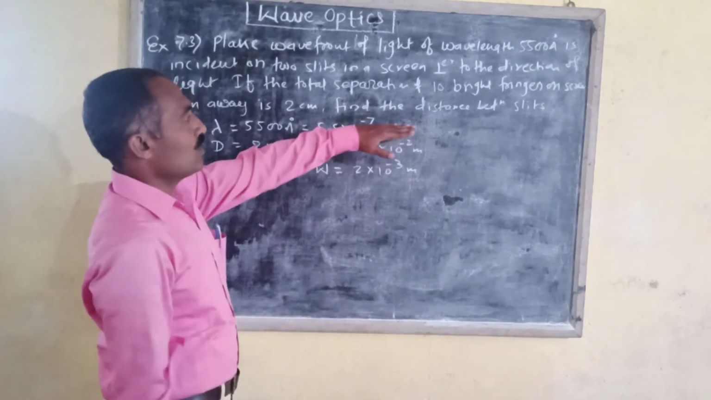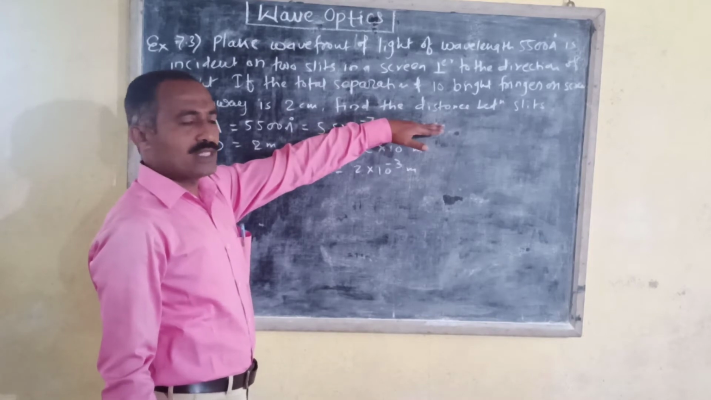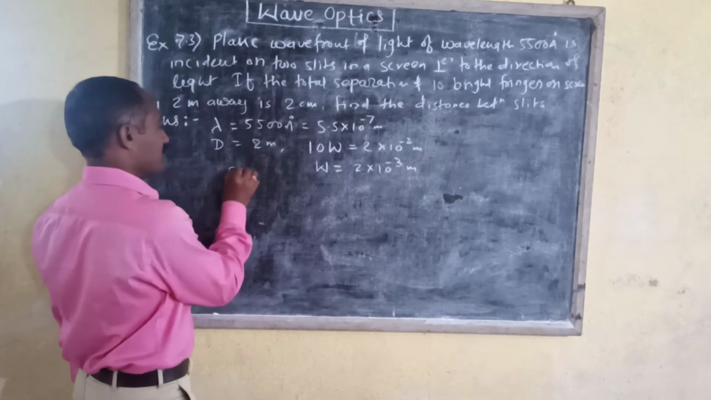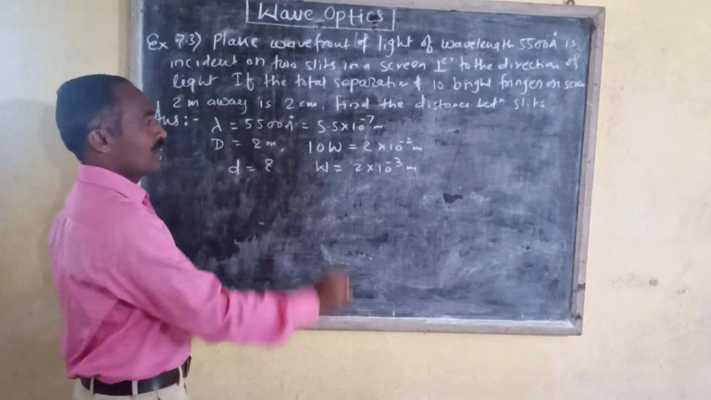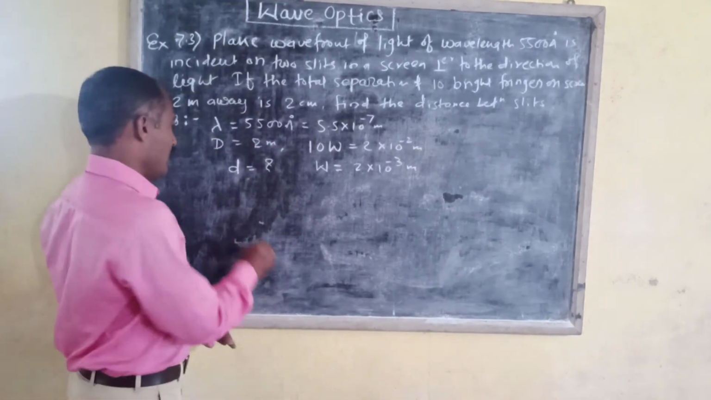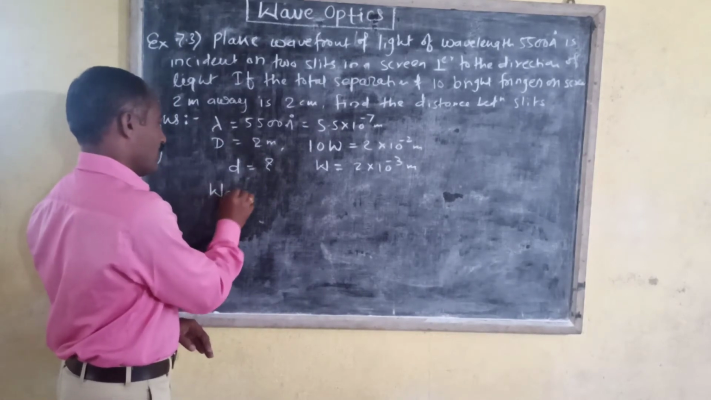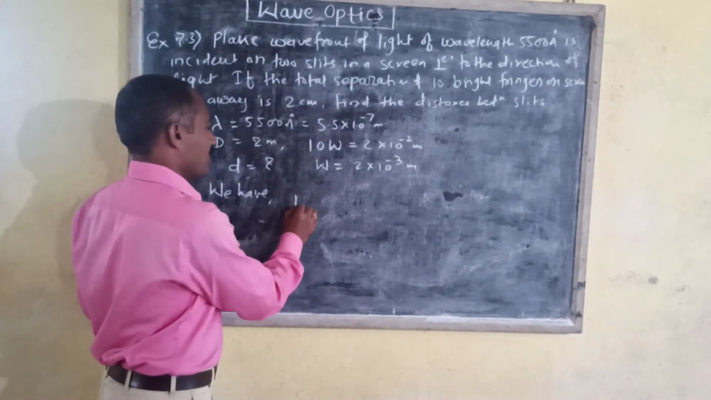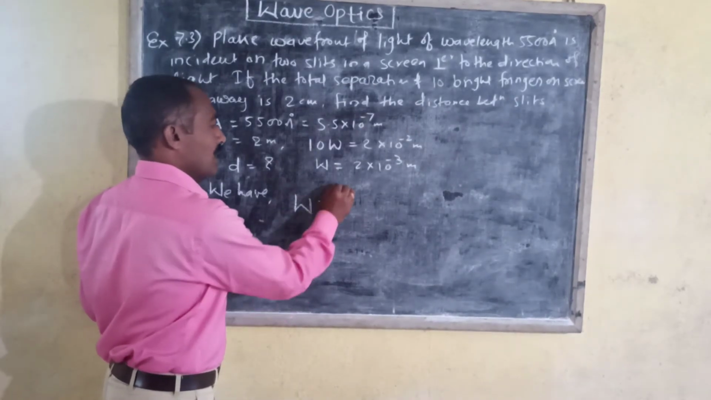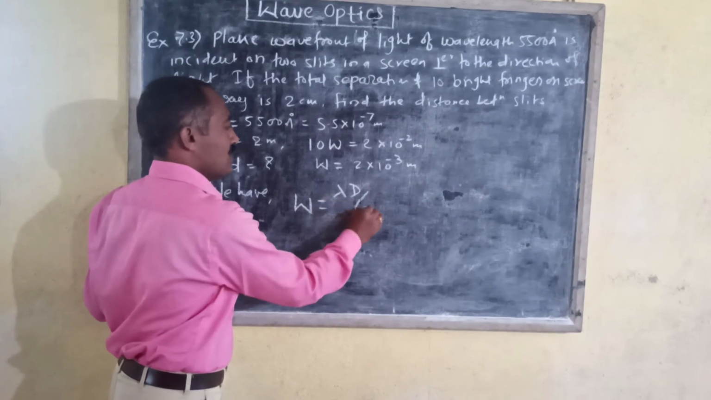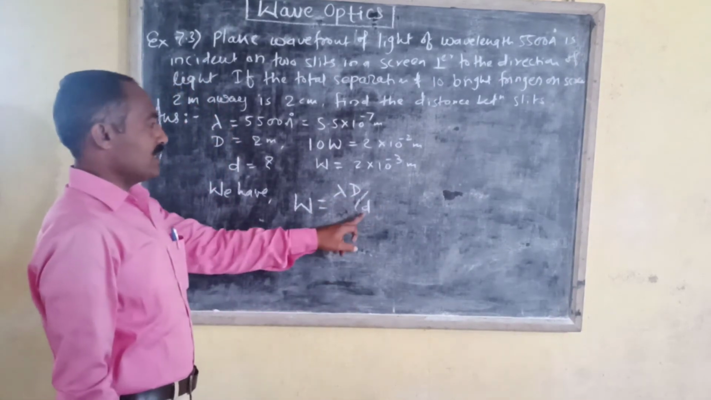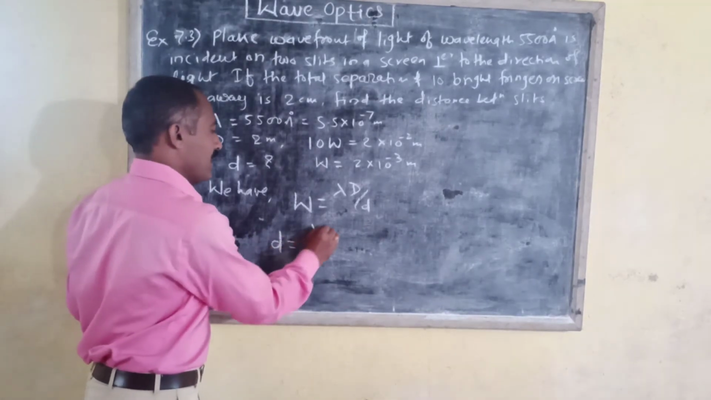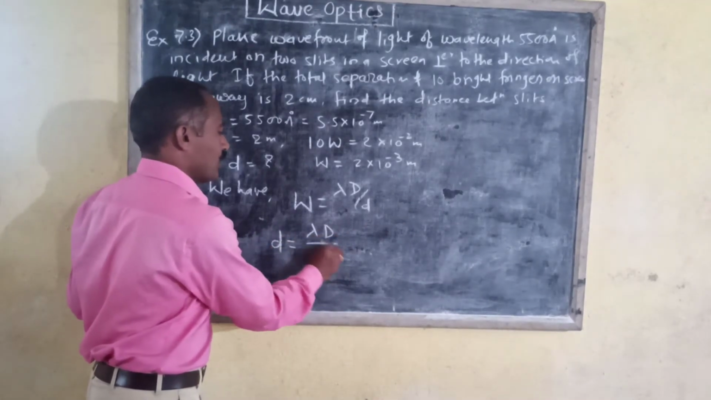Now we have to find the distance between two slits, that is small d is equal to what? Now we have the formula: fringe width W is equal to lambda capital D upon small d. We have to calculate small d. We get small d is equal to lambda capital D upon W.